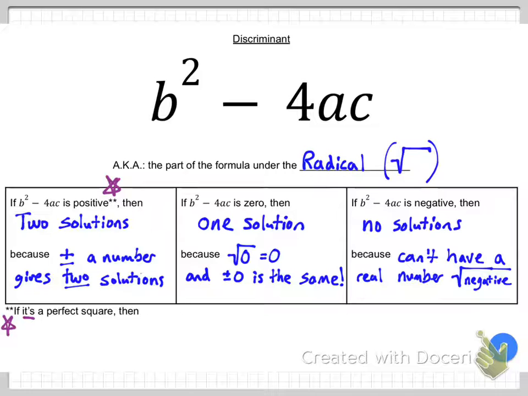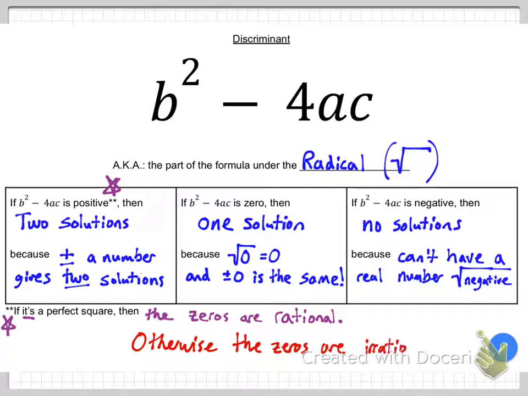So if we can take the square root of it, in other words, if it's a perfect square, then the zeros are rational. If it's not a perfect square, then we have to leave it like a square root. So otherwise, the zeros are irrational. That means we need a square root symbol in the answer. Let's try a few practice problems.